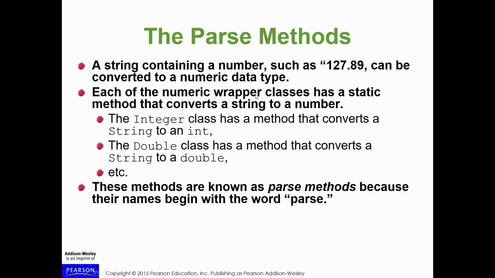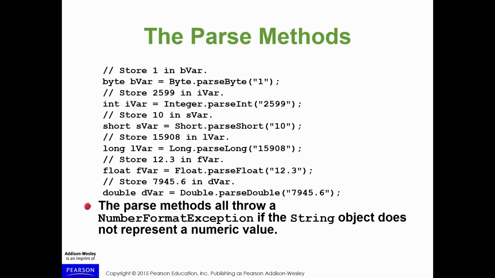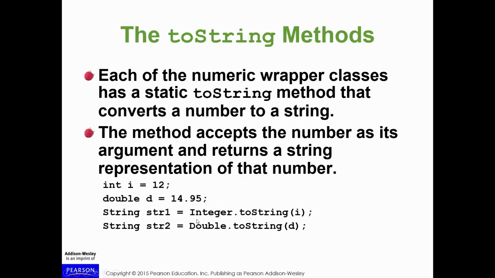But each of the numeric wrapper classes that we looked at, so byte, short, int, long, double, and float, has a static method that converts a string to a number. They all begin with parse, and here's some examples. Notice in each one of these there are strings, but they're all numeric values within a string. If you put something non-numeric in there and you try to run one of the parse functions, you get a number format exception. We'll talk about exceptions in more detail in a later chapter.